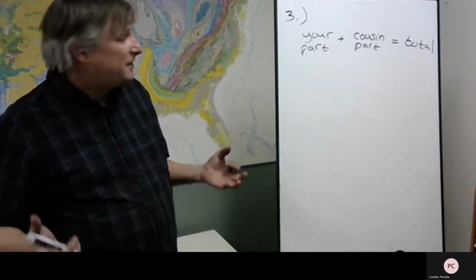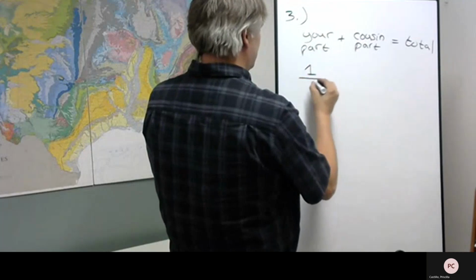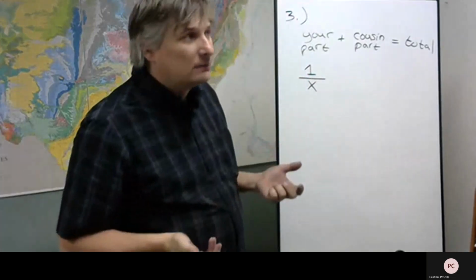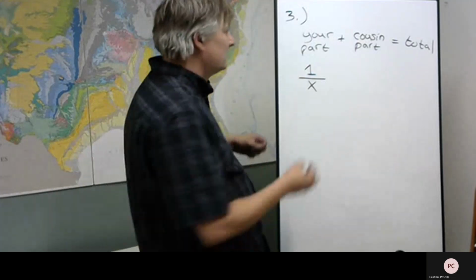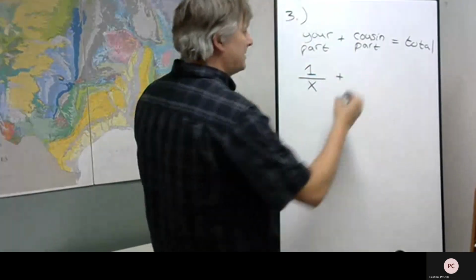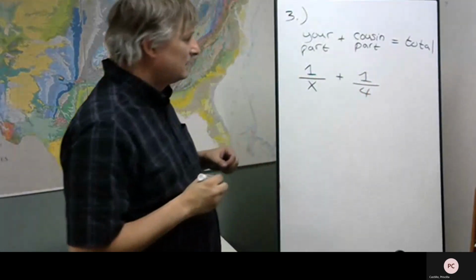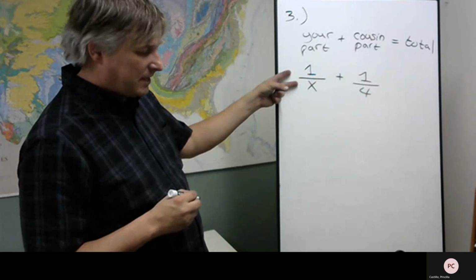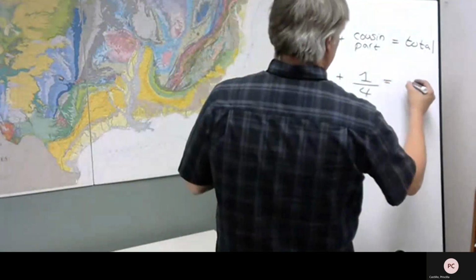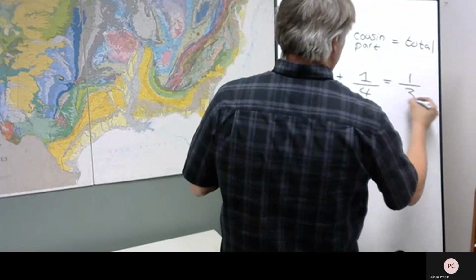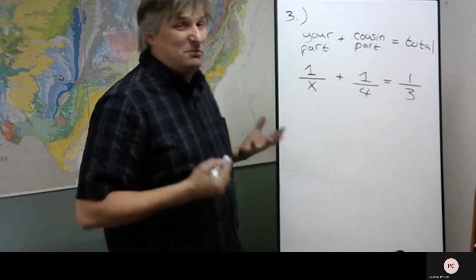So what we know is this. Your part is one job in x hours. Unfortunately, we don't know the exact hours, but we're going to try to discover that. Your cousin has the capacity of one job out of 4 hours. So whatever you accomplish and whatever your cousin accomplishes, that's going to give you one job done in 3 hours. So this is what we're going to solve.